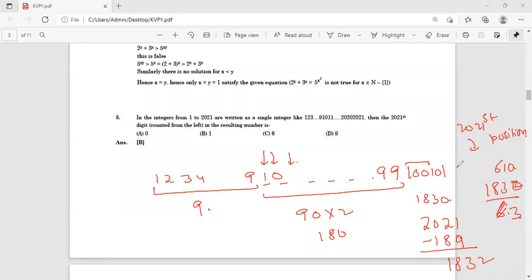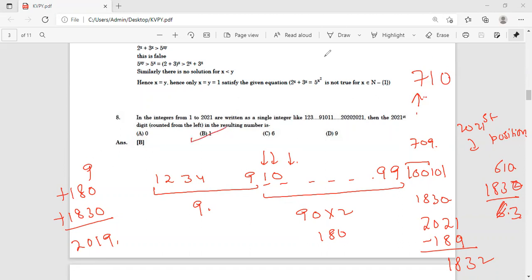So 610 more numbers means up to 709 this will come. So up to 709 you will get 610 numbers, right? So total how many numbers are gone? 9 plus 180 plus 1830. This is 2019. So if you write 710, this is 2020th number, and 2021st number is 1. So answer is 1.